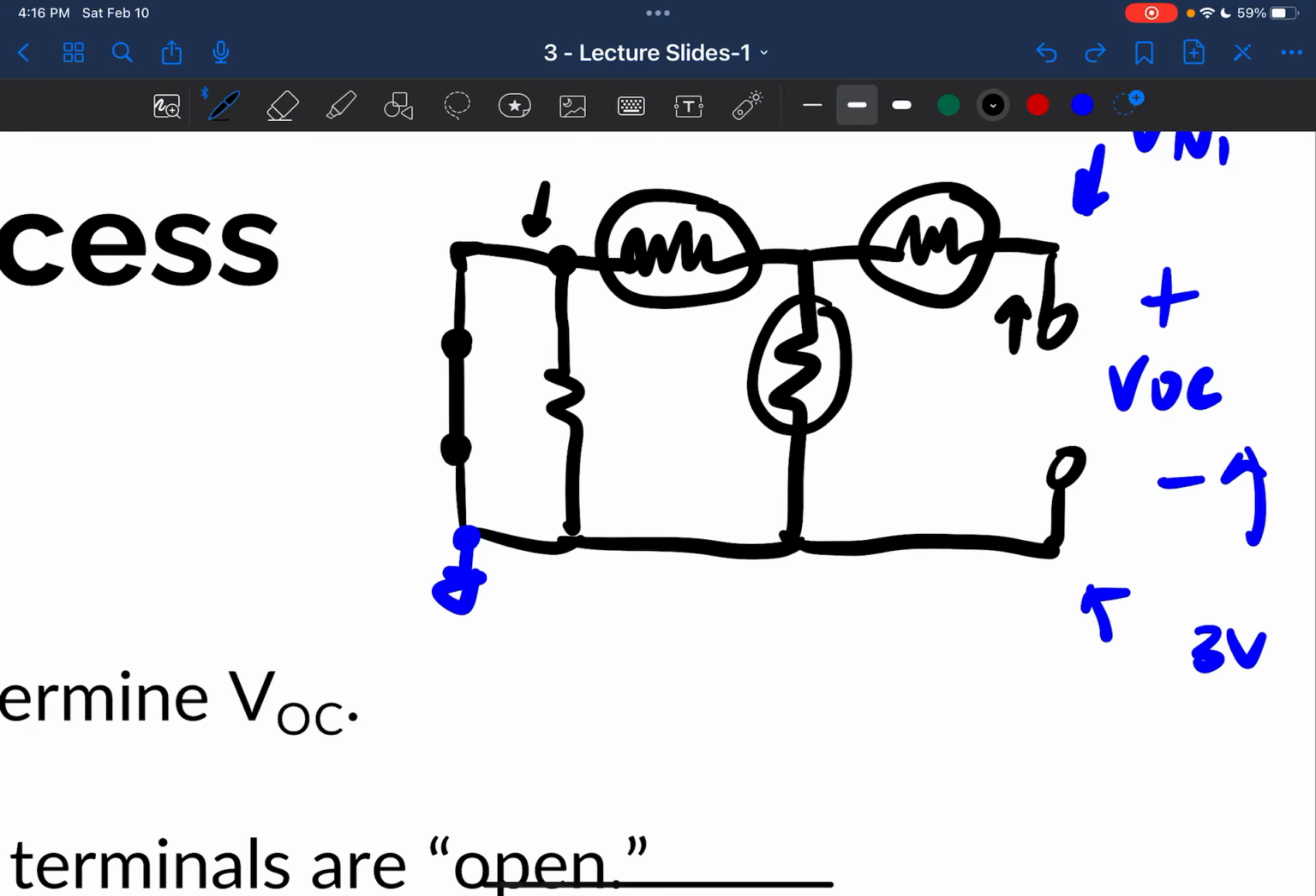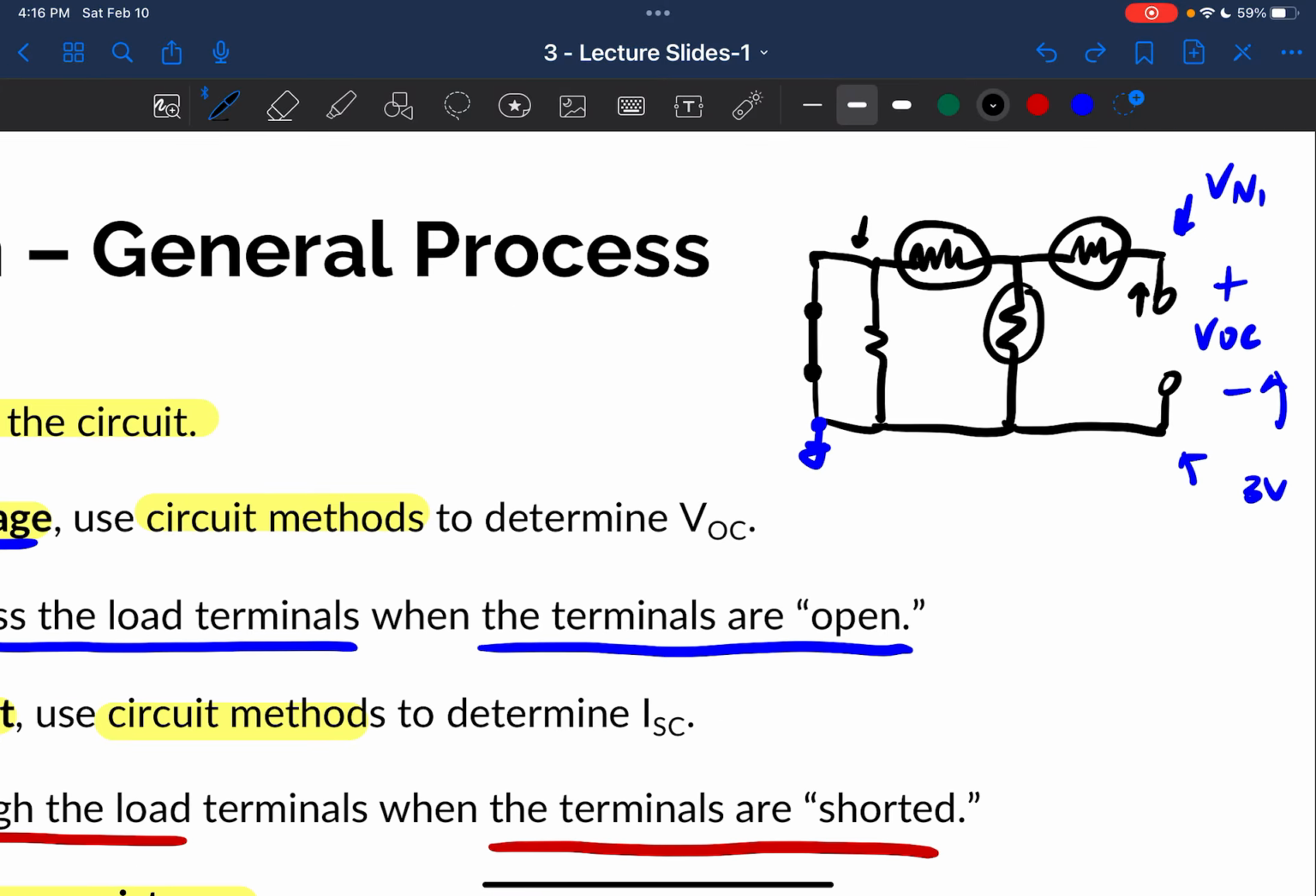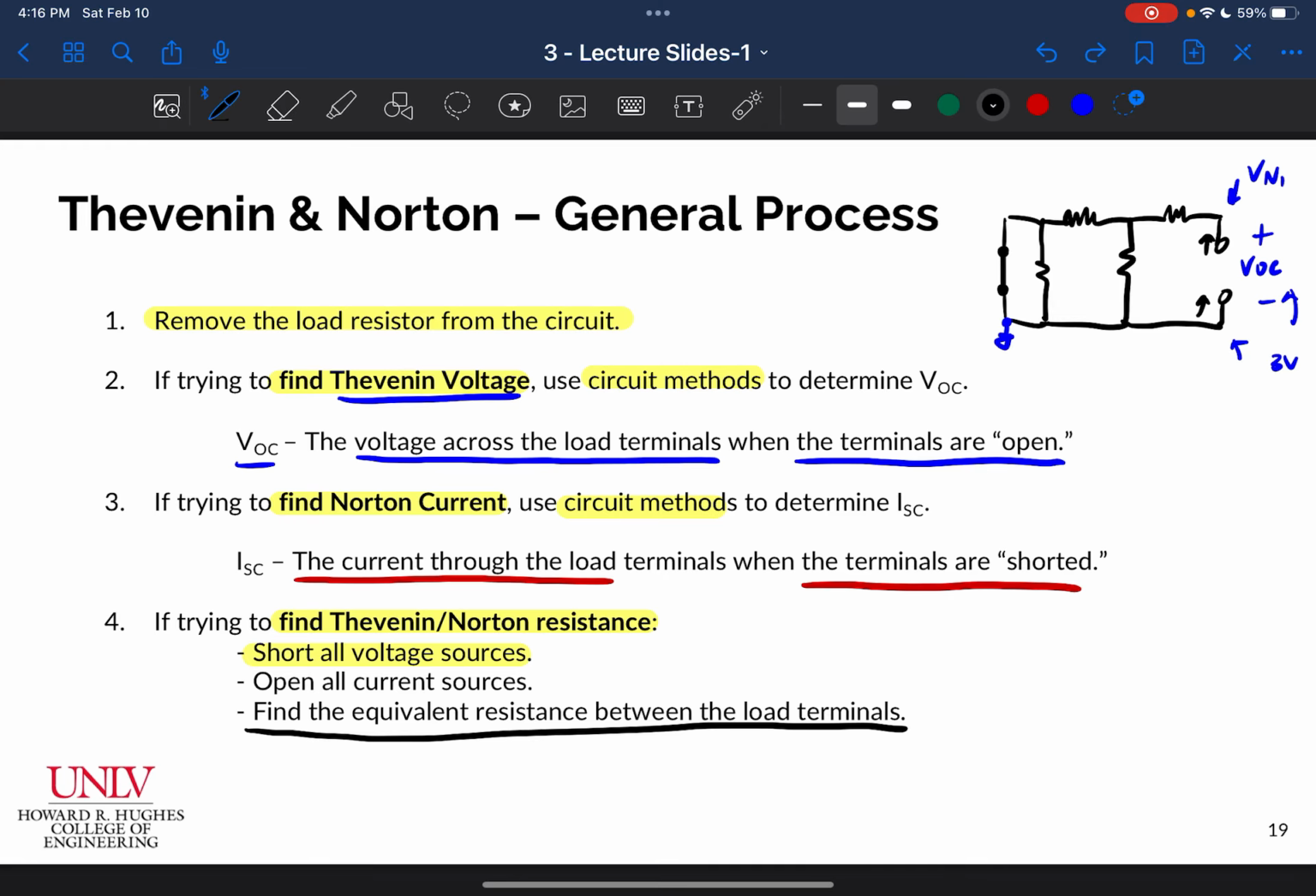This is getting a little complicated, but I just wanted to give you a feel for what the Thevenin resistance is. If I have a current that flows into one of the terminals, it's also going to flow out of the other terminal, and I want to know how much resistance it has to see in order to get back to this node. Okay, that is the explanation of the process of Thevenin and Norton.